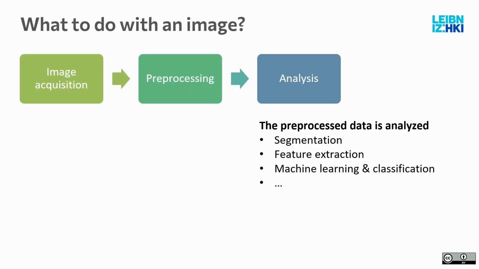Then this is followed by analysis, and there you take the preprocessed images that are all organized and denoised, and then you apply so-called segmentation, so segmenting out objects that you want, or you need to do some feature extraction first. You will see what it means, and also maybe some machine learning and classification afterwards, and many other operations are available that you would classify as analysis operations.